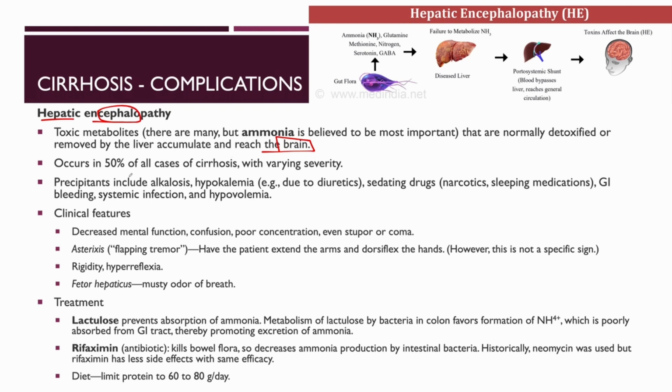You can also precipitate this. Certain states, like sedating drugs, infections and bleeding, can make this hepatic encephalopathy worse. How patients present: usually decreased mental function, they can be confused, have trouble concentrating, or even be so bad as to be in a stupor or coma. The classic, they will test you on this at some point, the classic physical exam finding for hepatic encephalopathy is going to be the asterixis.